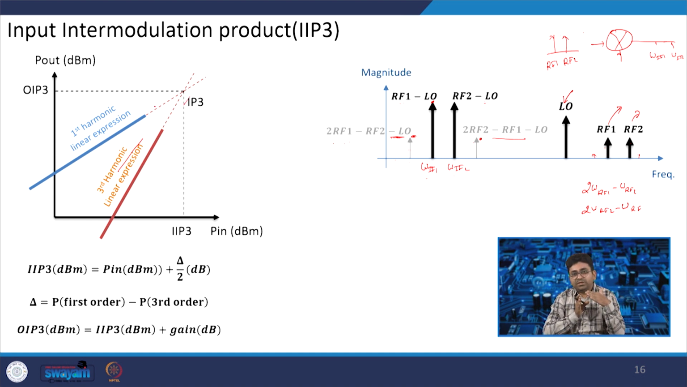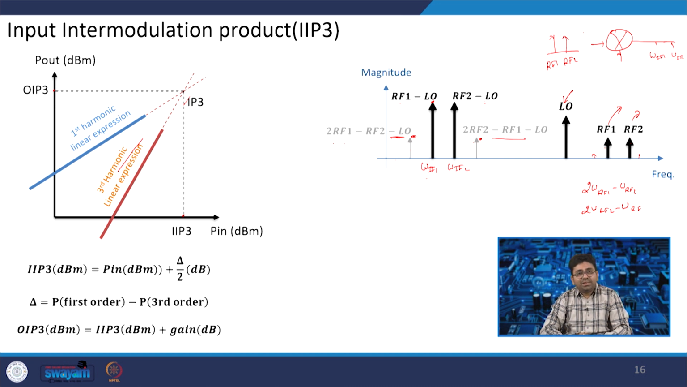You can plot the third order and first order. The point at which third order and first order intersect is called IP3, that is the intercept point 3. Why is it a 3? Because it is a third order, that is why 3. If you consider a second order, then it will be IP2. So, here it is a 3, so that is why IP3, and then there is IIP3, that is, if it is at the input side, it is called IIP3, and the output side it is OIP3. So, input intercept point and output intercept point.